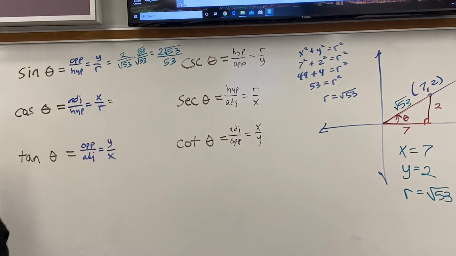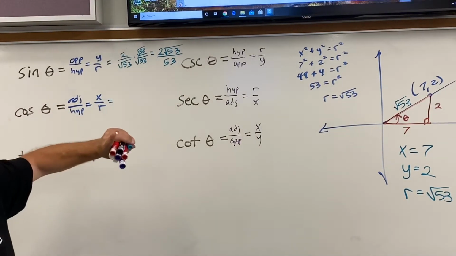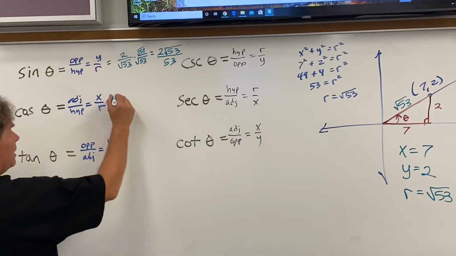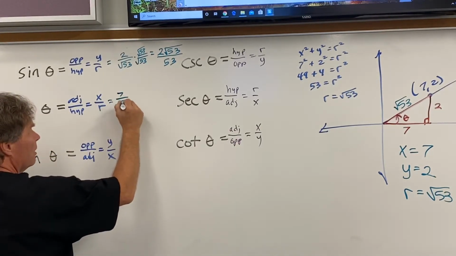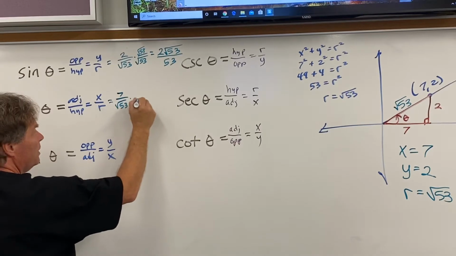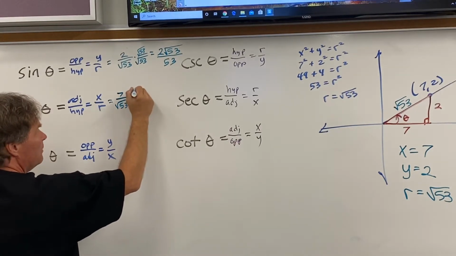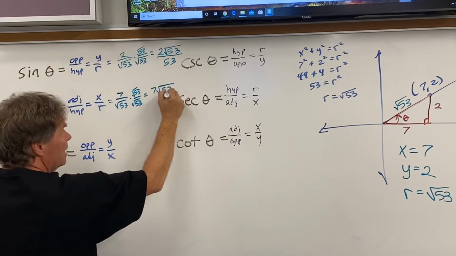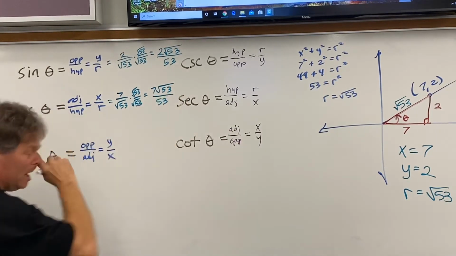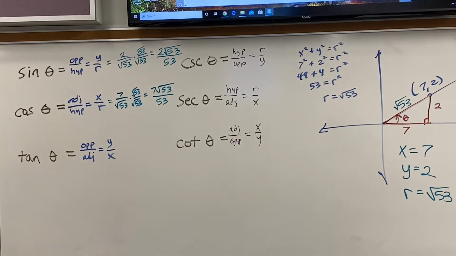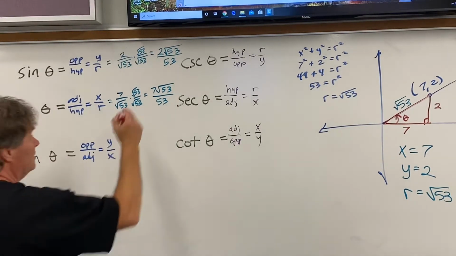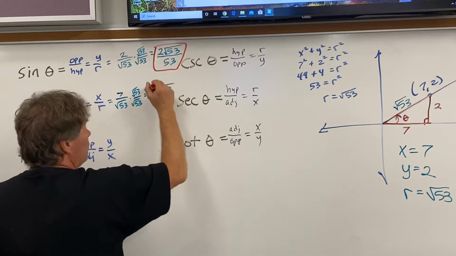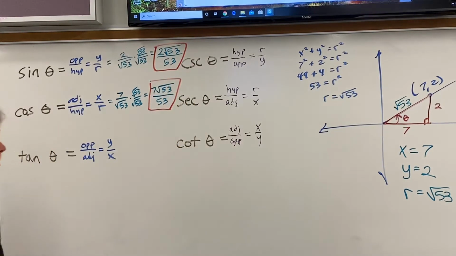Same idea here. x over r is going to be 7 over root 53. Same sort of deal. We don't want root 53 in the bottom, so we have to multiply by root 53 over root 53. We get 7 root 53 over 53. And unfortunately, that is considered the simplified answer. Sorry, I wish I had control over it, but I don't.